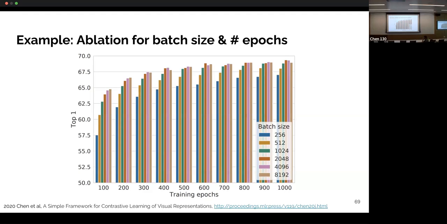And also look at the variation in performance, right? That top one accuracy, going from 600 to 1,000 epochs, performance is changing very, very little. And there is essentially almost no difference between the top three batch sizes. It's kind of minor.